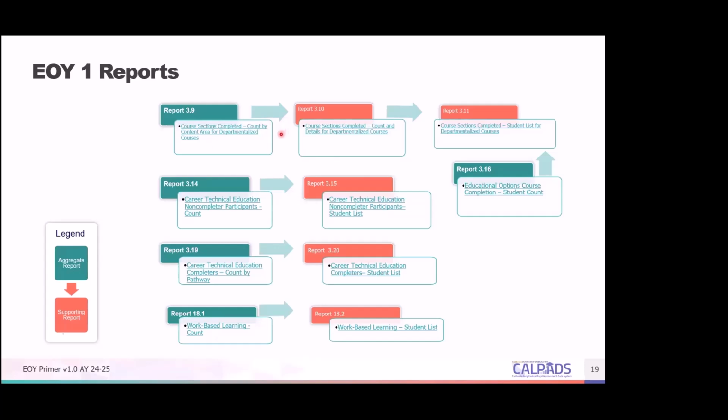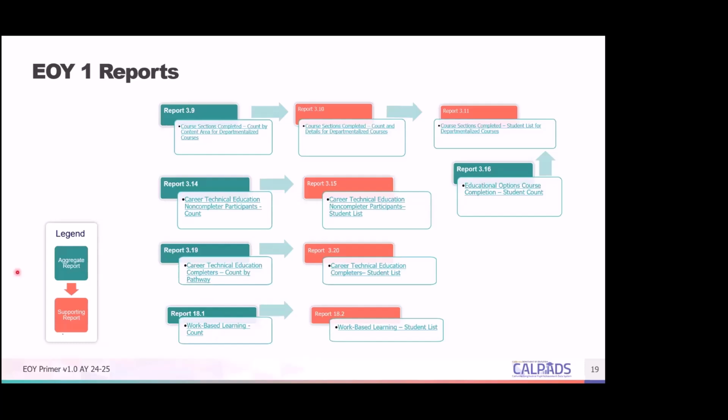So according to the arrows here, report 3.10, course sections completed, count and details for departmentalized courses, is a supporting report and supports report 3.9, course section completed, count by content area for departmentalized courses, and so on. Report 3.15 is a supporting report, which provides detailed information for the aggregate report 3.14, and so on for the remainder of the slide here.